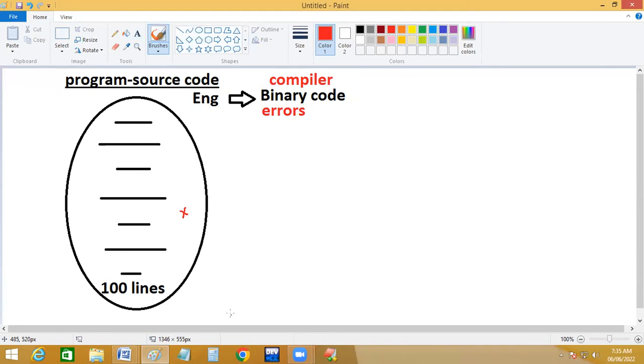Now tell me, how many lines do we have to check for the error? 100 lines. Now, will it take less time or more time? Why? Because the program is big. When the program is big, checking is difficult or not? Next, does a 100 line program require more memory or less memory? And when more memory is required, does performance become higher or lower?